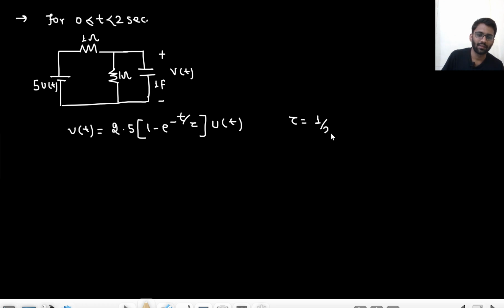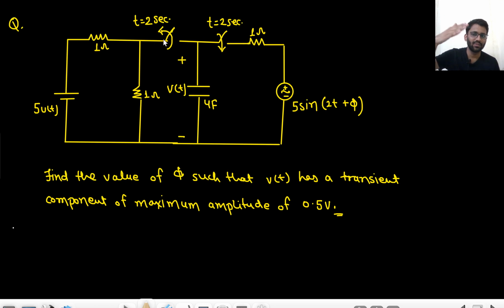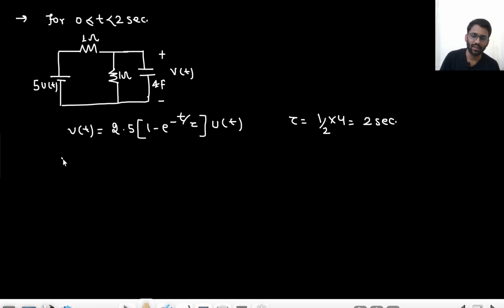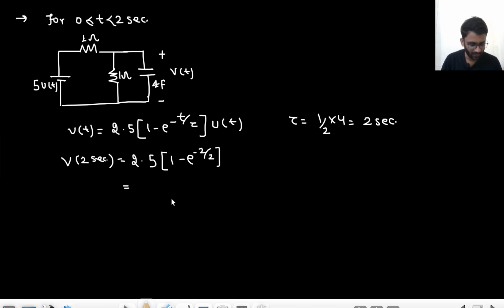1 by 2 second. No, sorry. What is R equivalent? R equivalent is 1 by 2. What is C? C is 4 farad, not 1 farad. So that is 2 seconds. Okay. So now this circuit is remaining there. The switch is there for 2 seconds only. So I will be interested in finding the value of V at t equals 2 seconds. So what is that value? 2.5 into (1 minus e to the power minus 2 upon 2). Right.